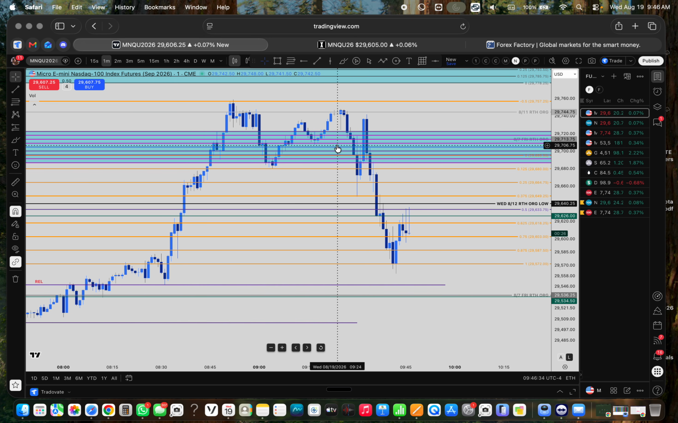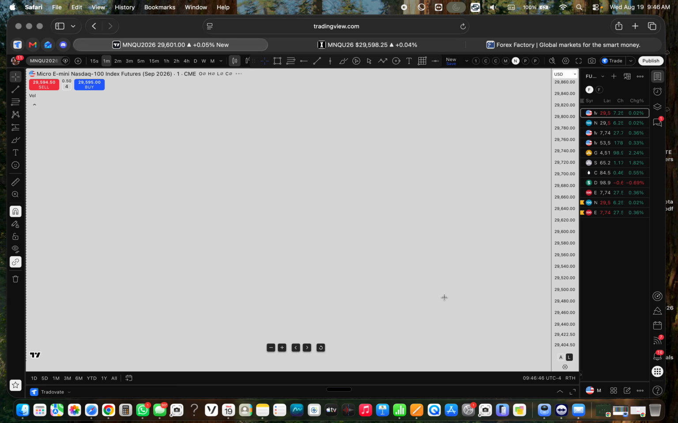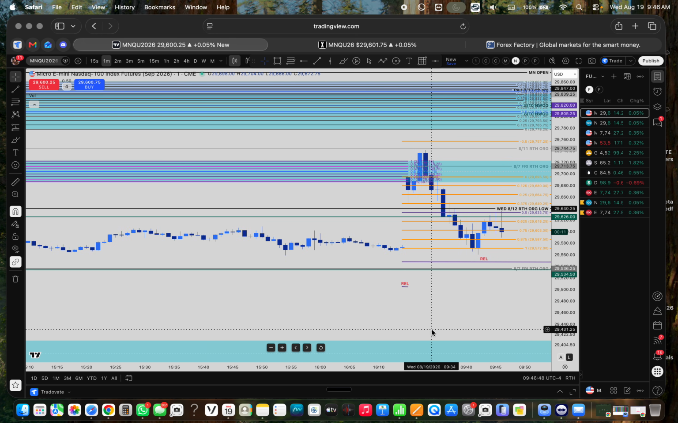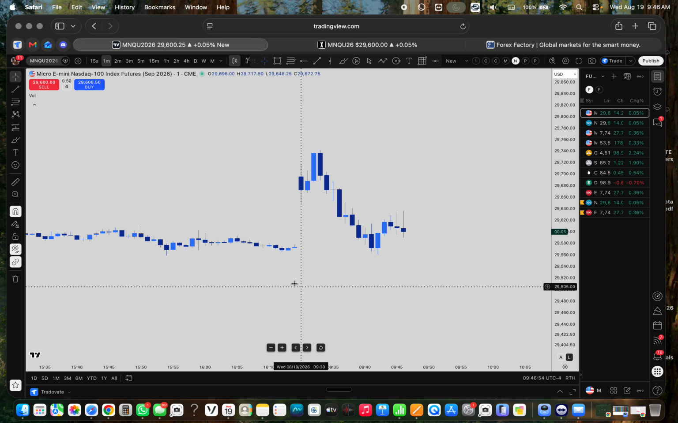Opens underneath the midway of this daily PD array. It goes in, goes up, and then comes back down. I'm going to switch over to regular trading hours so that you can see what regular trading hours looks like. This is where price closed yesterday. I'm going to take price closed at 4:14 yesterday here, and then today price opened up here. So you got this gap. So you can expect price to come down and fill this gap.